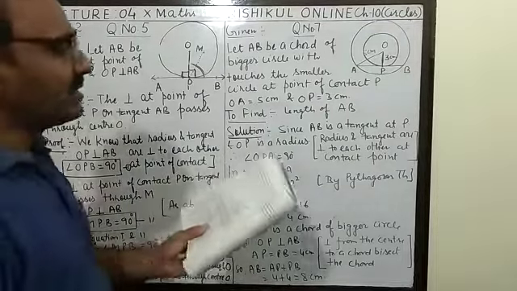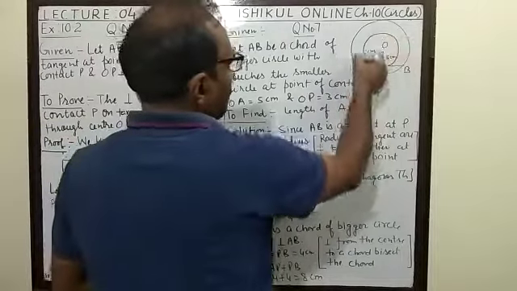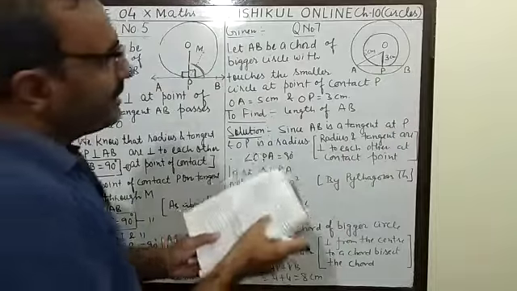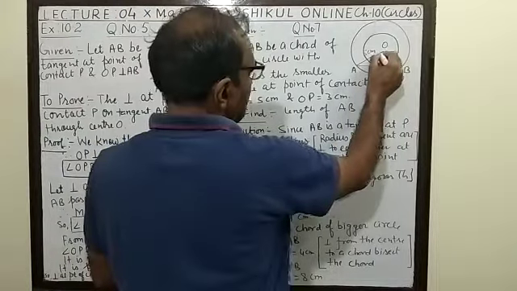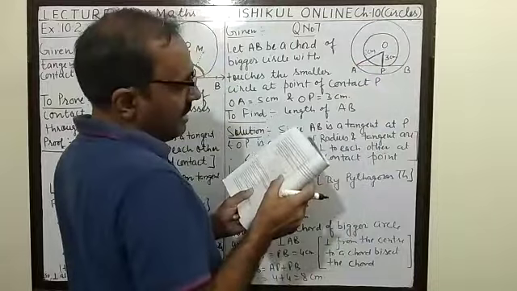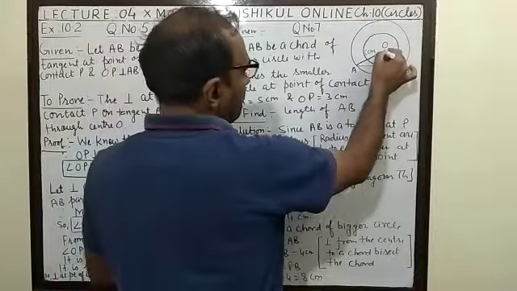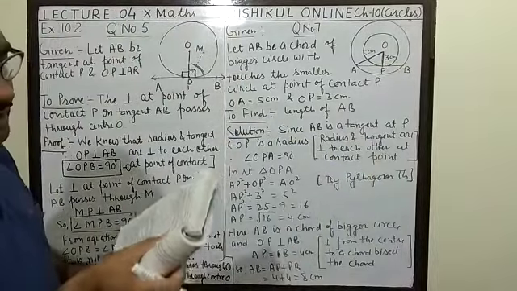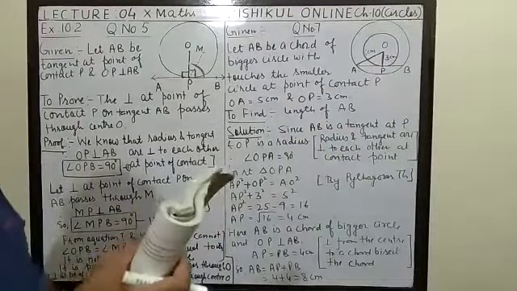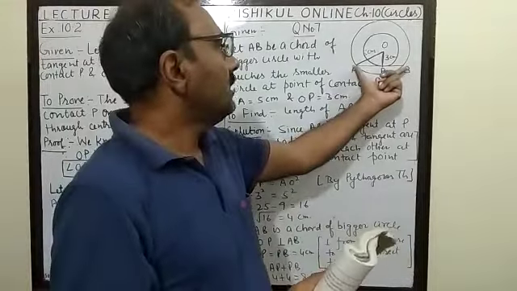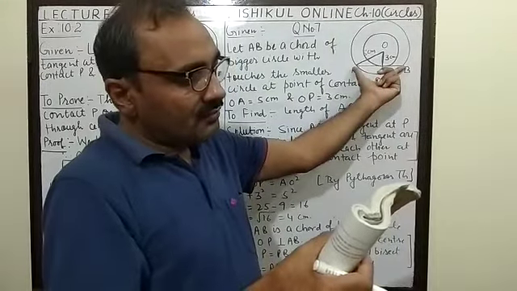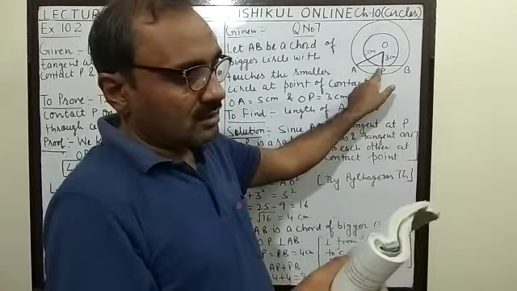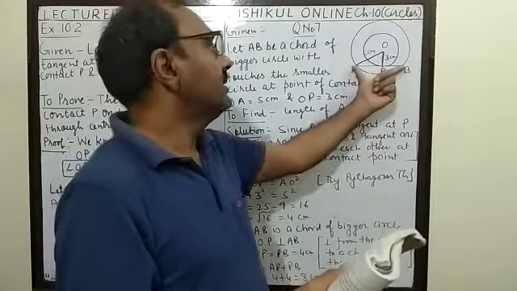Two concentric circles. These are concentric circles with center O. The radii are 5 centimeter, this radius is 5 centimeter, and the smaller is 3 centimeter. Find the length of the chord of the bigger circle. AB is a chord of the bigger circle which touches the smaller circle at point P. Clear? So how can you find the length of AB?